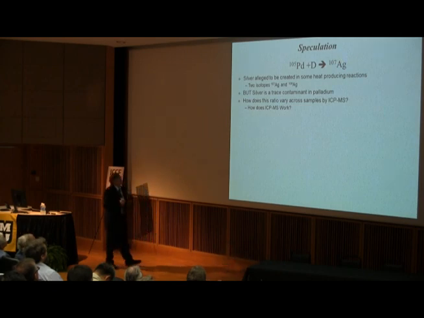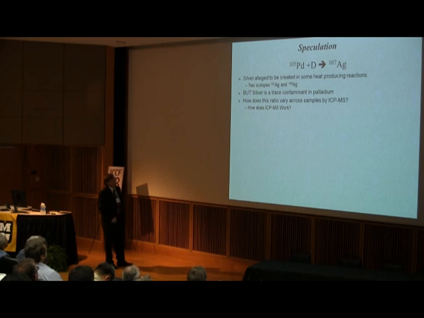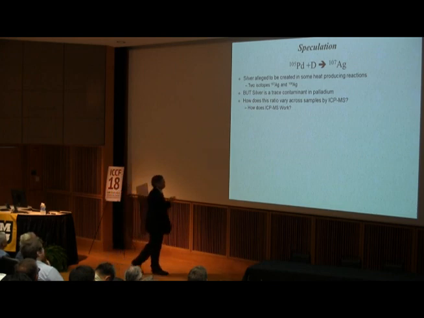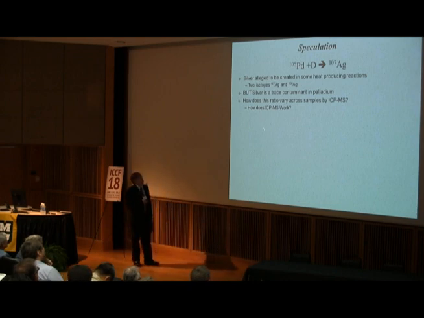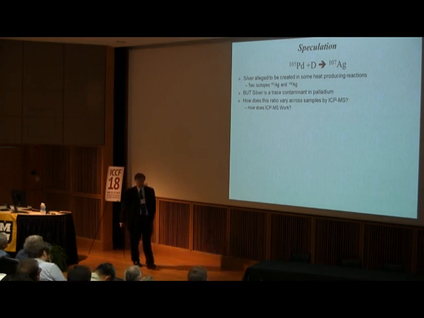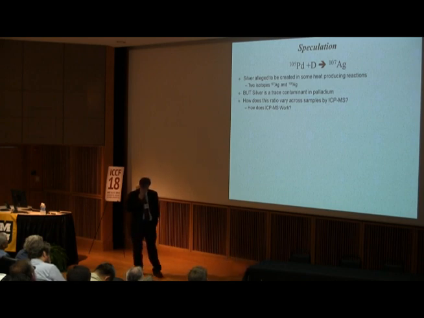Well, let's take an example. Speculation: palladium plus deuterium goes to silver. Silver is alleged to be created in some heat-producing reactions, and it has two isotopes, which we'll go into in more detail, silver 107 and silver 109. But, unfortunately, silver is a trace contaminant in palladium, and it segregates when you pass deuterium or hydrogen into the palladium. And we ask ourselves, how does this ratio vary with ICPMS? But first I need to give you an idea of what ICPMS is and how it works.